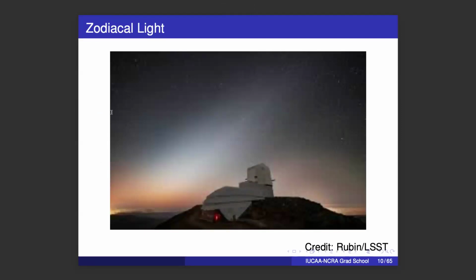Zodiacal light. This is a picture of the zodiacal light, taken from the site where a new telescope has been installed. It's the Rubin Observatory's telescope, which has been installed on a high mountaintop in Chile. And this faint glow that you're seeing, whitish glow that you're seeing, is the zodiacal light. It's very hard to see.